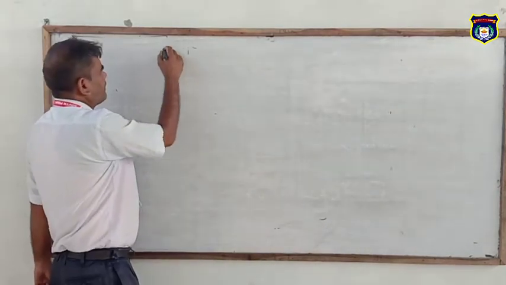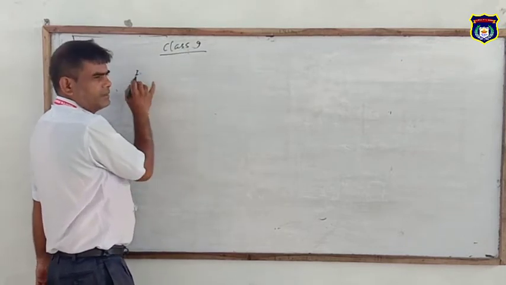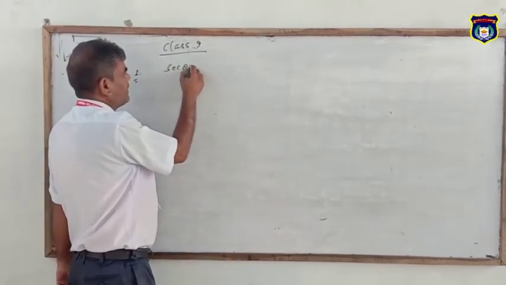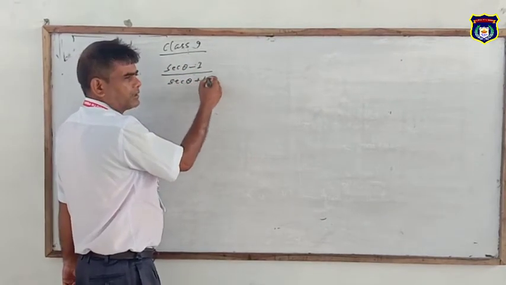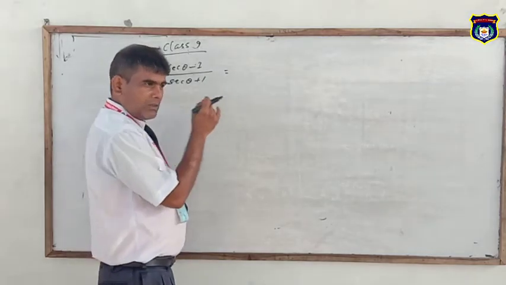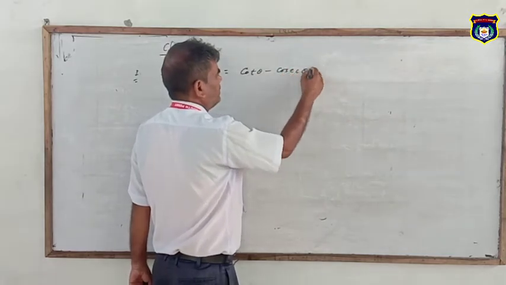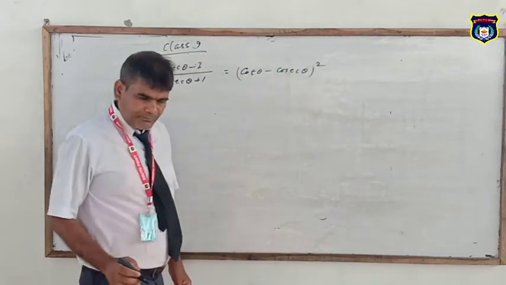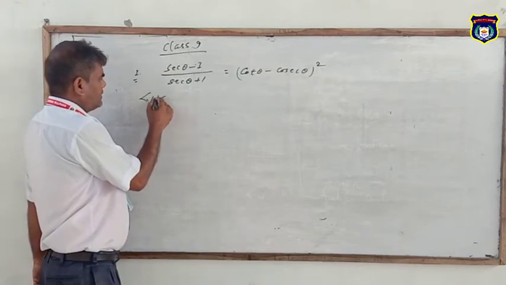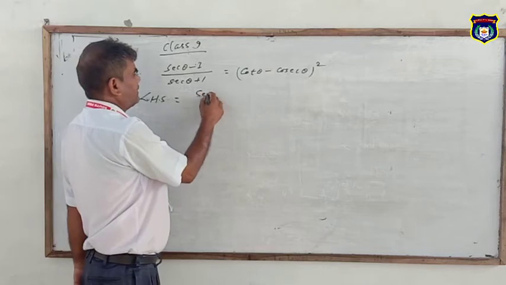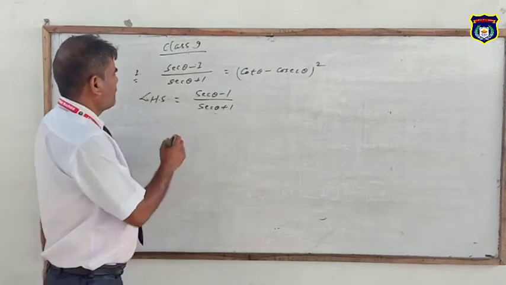First problem of class 9. First problem is (sec theta minus 1) by (sec theta plus 1) is equal to (cot theta minus cosec theta) whole square. For this, taking LHS, first (sec theta minus 1) by (sec theta plus 1).